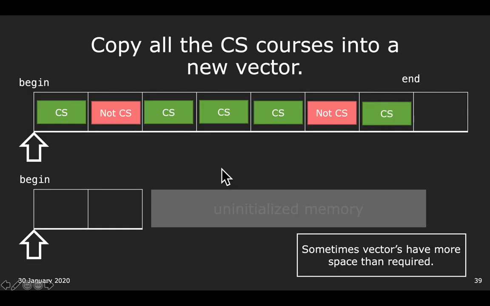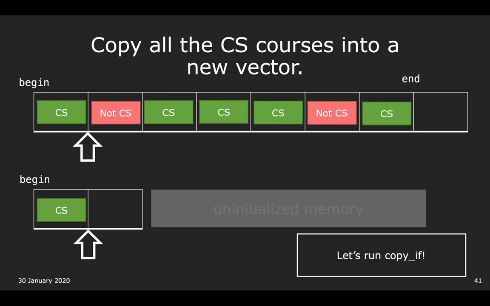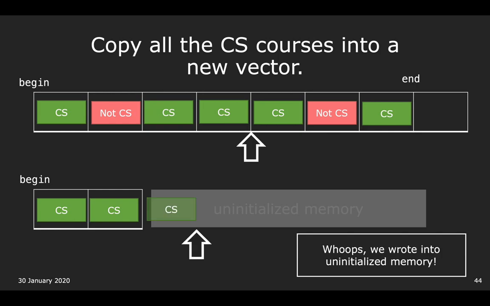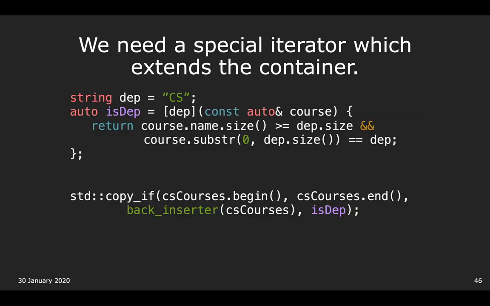Here's the reason. So let's say the algorithm is trying to copy stuff. So it says, okay, that's a CS course. I'm going to copy that. That's a CS course. I'm going to copy that. That's a CS course. I'm going to copy that too. I'm just going to keep copying, right?